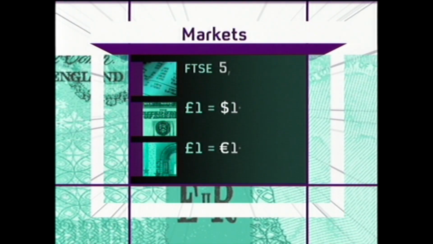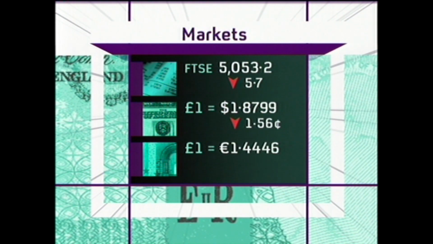100 leading shares was down by almost 6 points. A short time ago, the pound was down against the dollar by more than 1.5 cents, and sterling was down against the euro by just over 1 1/10 cent.